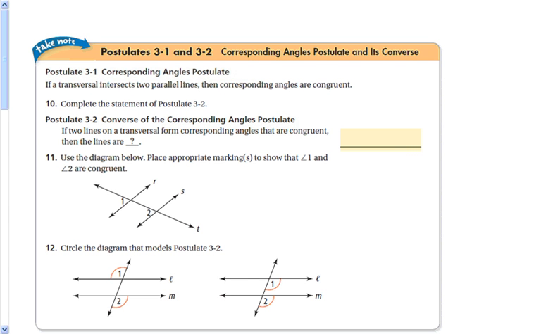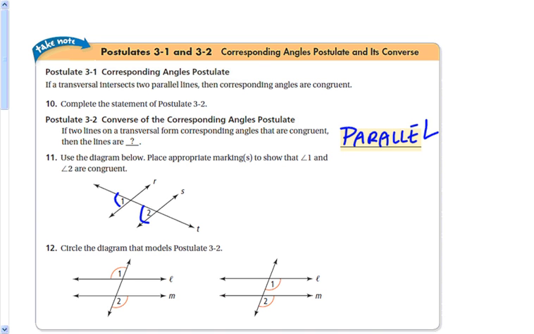All right, here are the postulates and theorems we're going to use. These are actually the converse of the corresponding angles postulate. If two lines and a transversal form corresponding angles that are congruent, then the lines are parallel. And the angles would be marked like this.